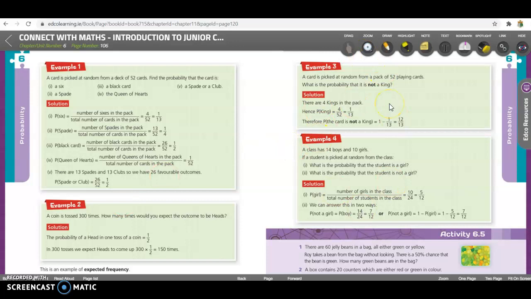And just the two over here to finish up. A card is picked at random from a pack of 52 playing cards. Find the probability it's not a king. So there are 4 kings in a pack. So 4 over 52, it's a 1 in 13 chance that it is a king. So the probability it's not a king is 1 minus 1 over 13, which is 12 over 13. So the probability of it not being a king is 1 take away the probability of it being a king. We saw an example like that at the start. Example 4 we've covered before, or we've covered stuff very similar to it before.